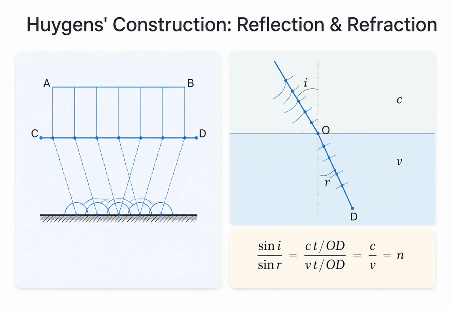Huygens' construction beautifully explains both reflection and refraction. For reflection, incoming wavelets strike a mirror and bounce back, forming a reflected plane wave that obeys the law of reflection. For refraction, as a wavefront crosses from air into a denser medium like water, the wavelets slow down. This difference in speed causes the wavefront to pivot, changing its direction. This geometric slowdown directly derives Snell's law, proving that the refractive index is the ratio of light speeds.